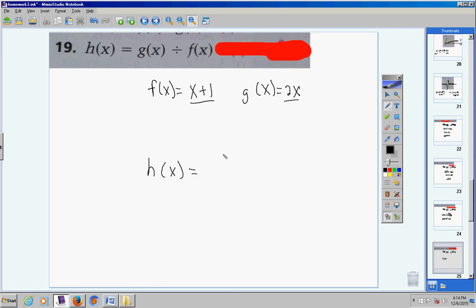2x divided by, so I'll put a fraction bar, f of x, x plus 1. And to be honest with you students, that's your final answer. Okay? And here's why. A lot of you want to cross off an x here and cross off an x here and be left with 2 over 1. You cannot do that because here's why. We have two terms in the denominator.